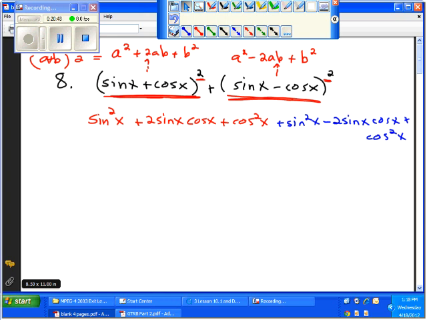We're going to add or subtract. We always use order of operations. Now, notice that we have a plus 2 sine x cosine x and a minus 2 sine x cosine x, and those are going to cancel. And we're going to combine like terms, and we have a sine square x and another sine square x. And so we have 2 sine square x. And then we have a cosine square x and a cosine square x, and so we have plus 2 cosine square x. Understand that?